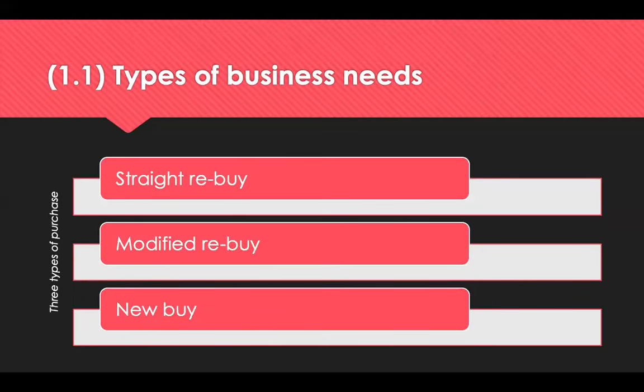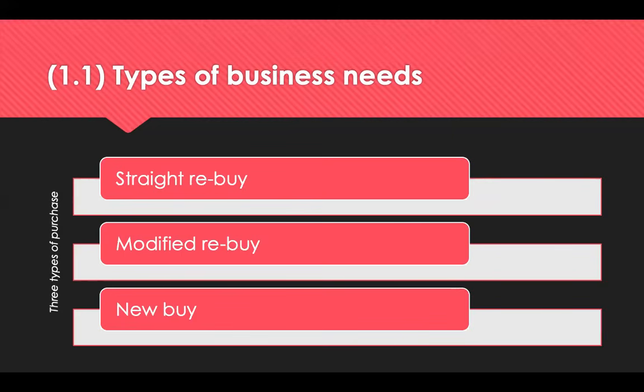With a straight rebuy, the purchase is something that an organisation has bought before. So the business needs have already been defined and specifications generally are already in place. The suppliers will be contracted to agreed terms and conditions, and the procurement task is probably just to raise a requisition or a purchase order.